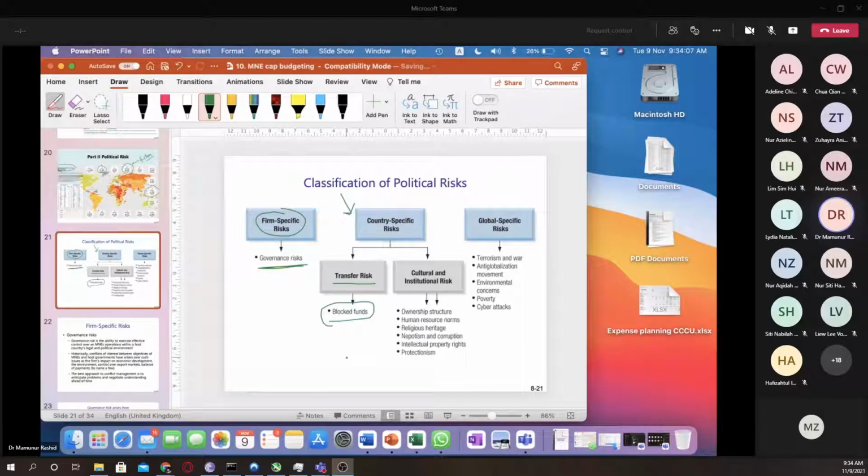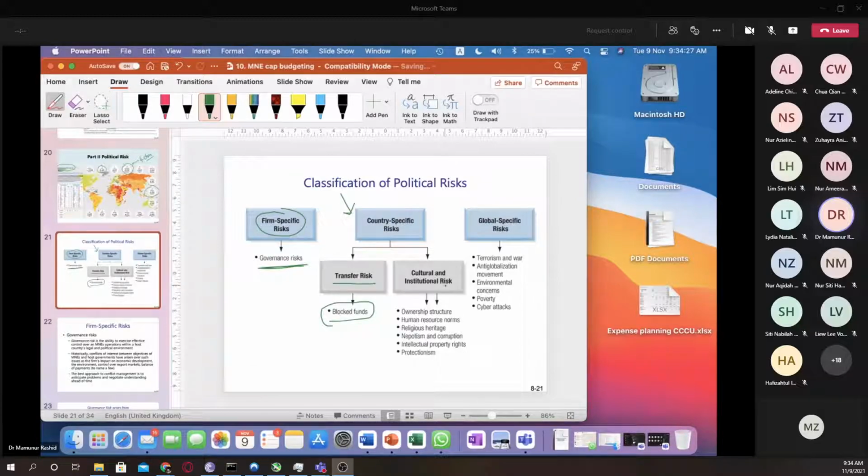For example, Venezuela now has a blockage of funds. Russia has a limited blockage of funds. Turkey has a limited blockage of funds. So if you are investing in these countries, you won't be able to transfer 100% of your revenue outside to your mother company. So that's a risk that companies face.